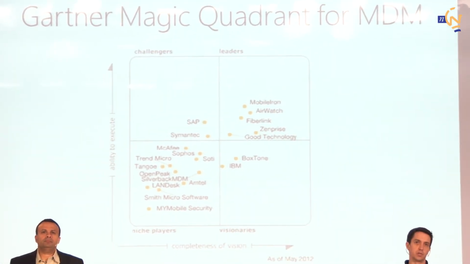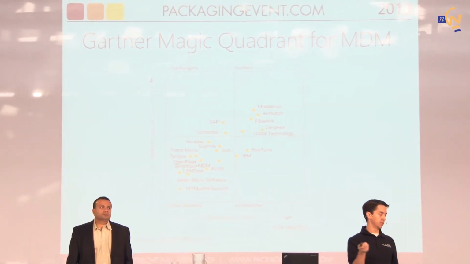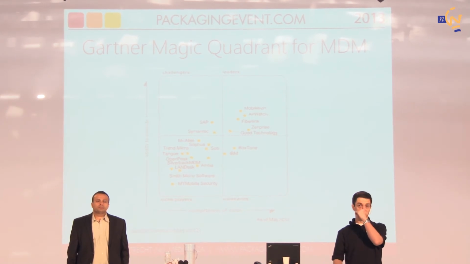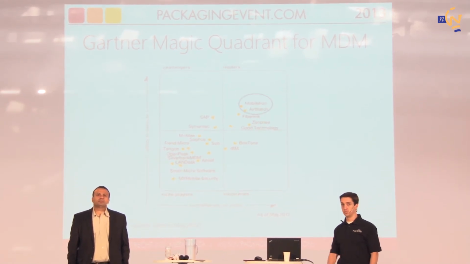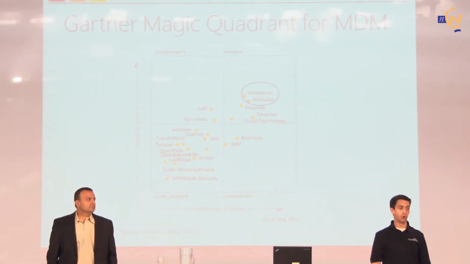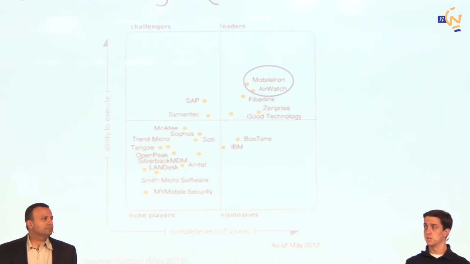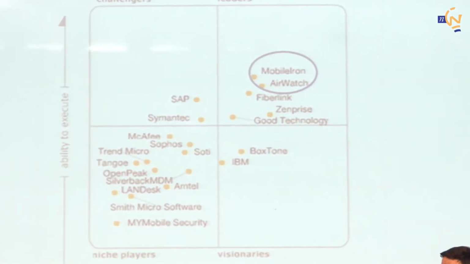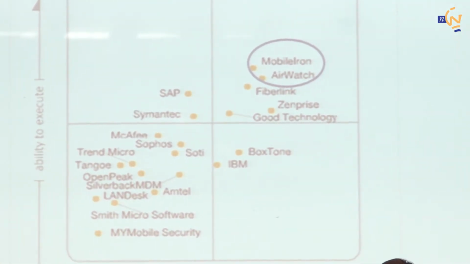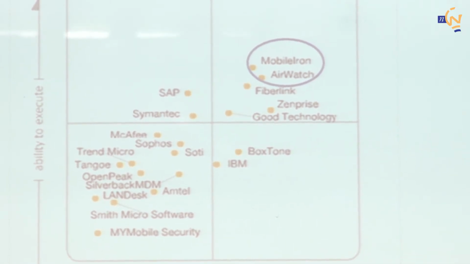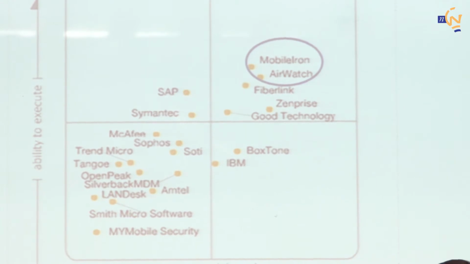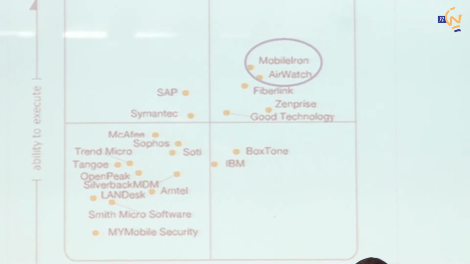I won't bore you with Gartner, because I know how accurate Gartner is all the time. But this is a slide that shows where MDM is. Gartner is starting to report on MDM and mobile application management, and you'll see MobileIron and AirWatch are way up there. So I encourage you to go out and take a look at what they're doing as far as device management and mobile application management, because it's very interesting.